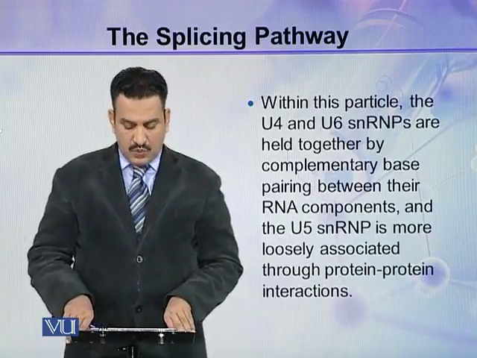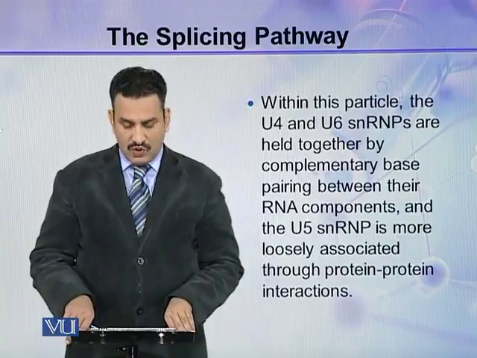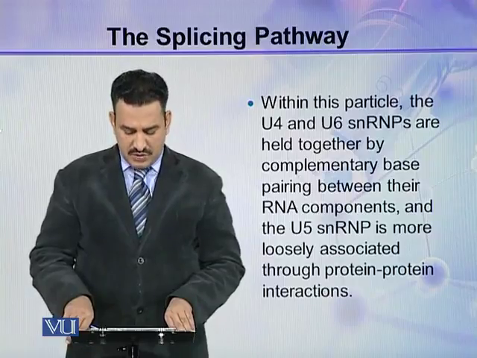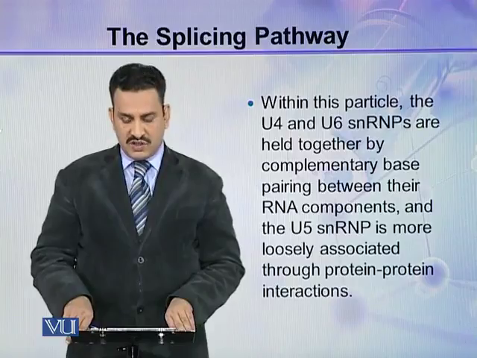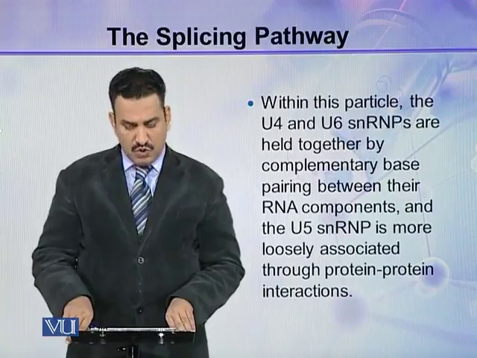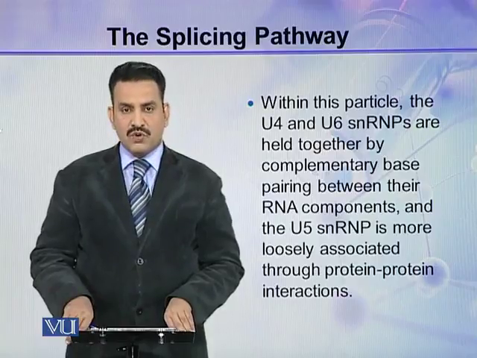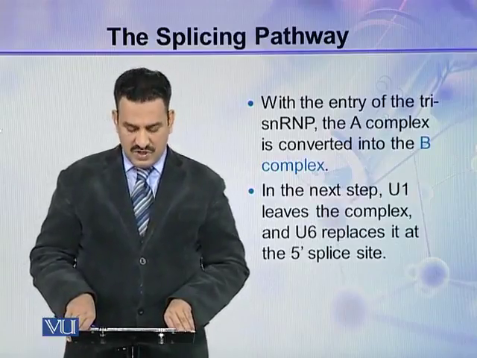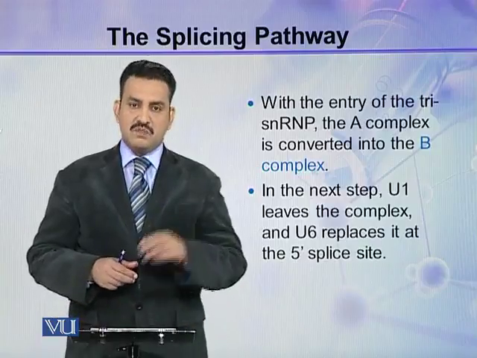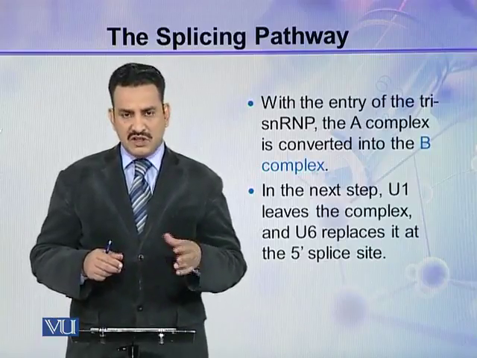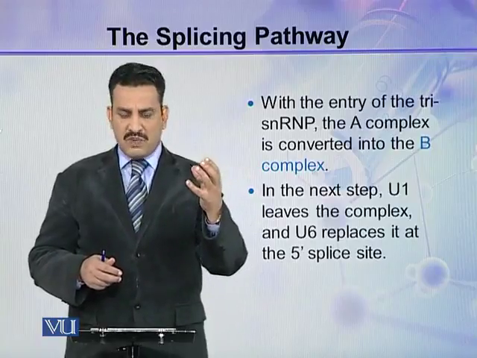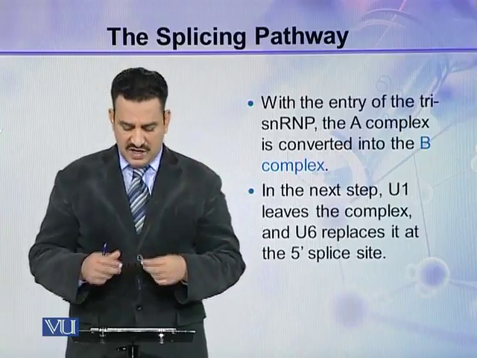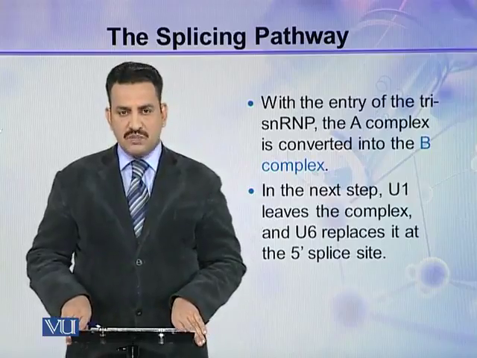Within this particle, the U4 and U6 snRNPs are held together by complementary base pairing between their RNA components, and the U5 snRNP is more loosely associated through protein-protein interactions. With the entry of the tri-snRNP, the A complex is converted into the B complex. So you have seen in the figure a heavy complex, the tri-snRNP, that comes into the machinery, and then this complex is transformed into the B complex.